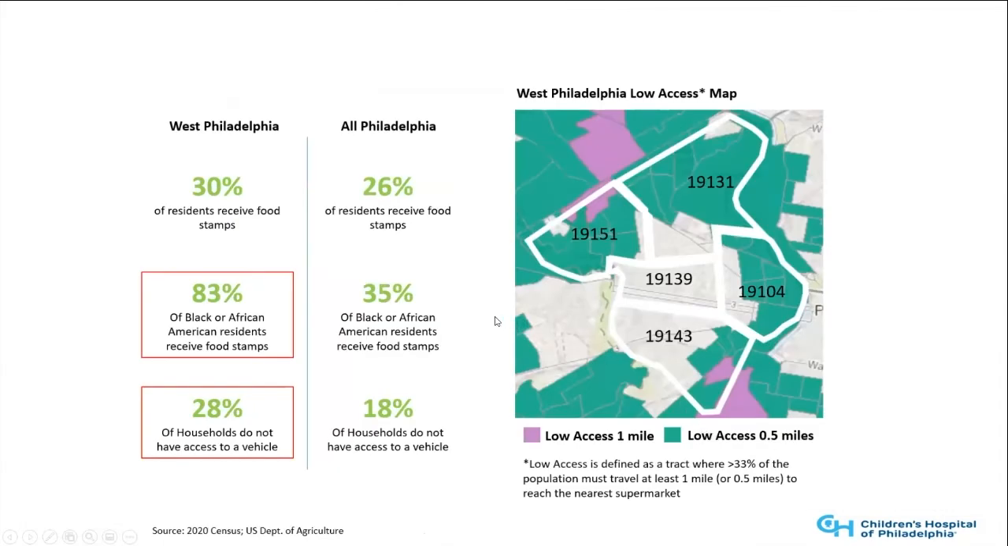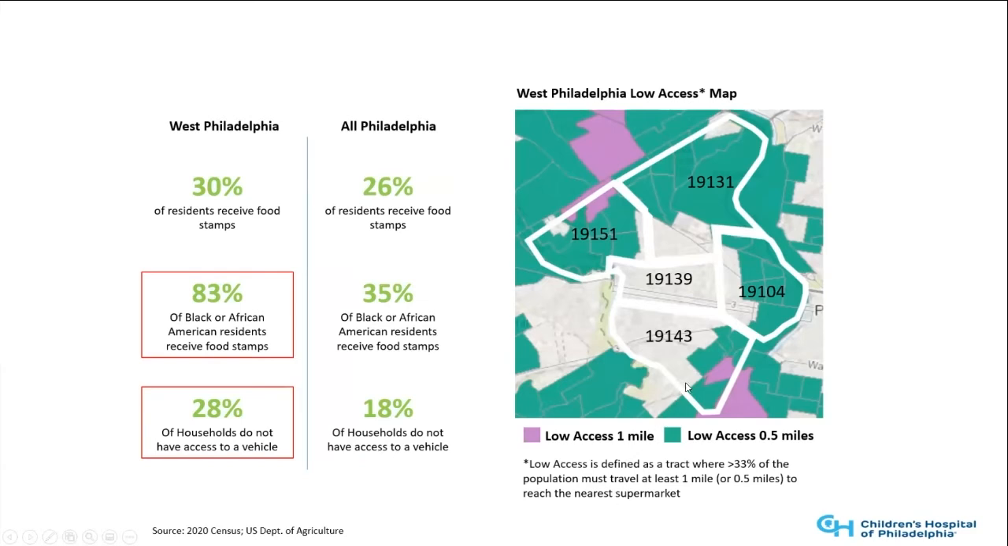And then if you look at food and transportation, you can see that in West Philly, 83% of Black or African American residents receive food stamps, and 28% of households do not have access to a vehicle. And then you can see where there's low access, and it's defined as a tract where greater than 33% of the population must travel at least 1 mile to reach the nearest supermarket.